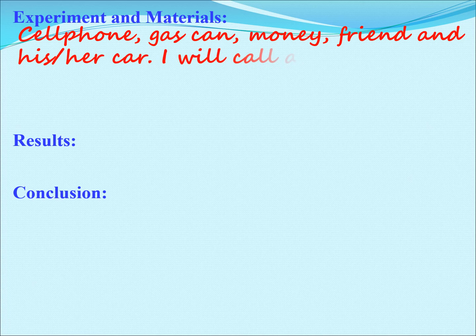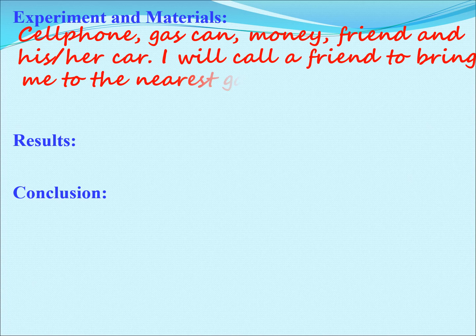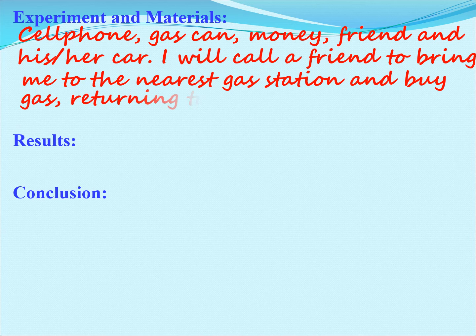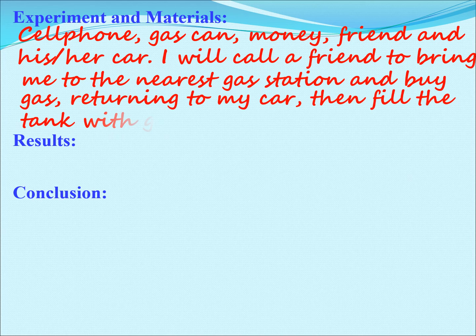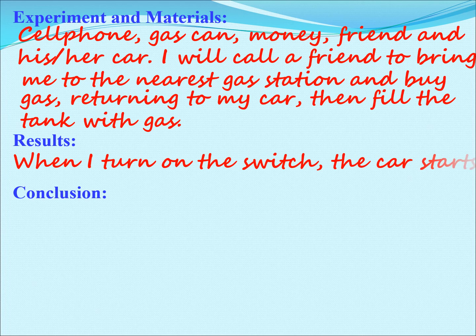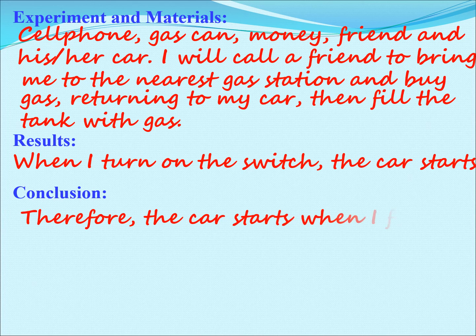Let's do the experiment and materials. My materials should include a cell phone, gas can, money, a friend, and his or her car. I will call a friend to bring me to the nearest gas station and buy gas. Returning to my car, I then fill the tank with gas. Results? When I turn on the switch, the car starts. Therefore, my conclusion would be, the car starts when I fill the tank with gas.